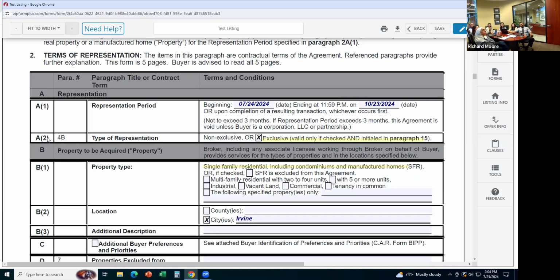So letter A2, or section A2, type of representation, and the default is non-exclusive. We want to check the box to say exclusive, so that they're only working with you. If they work with another agent within this period, and submit a purchase contract for another property with another agent and it closes, you are also going to get paid, because they should have worked with you. That's what that checkbox is for, so make sure that box is checked.